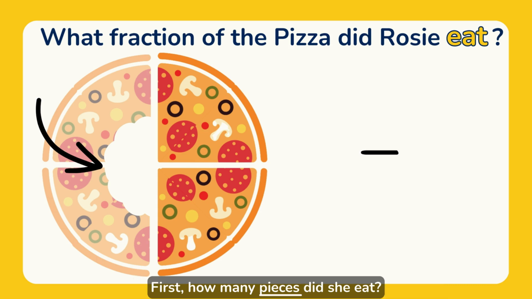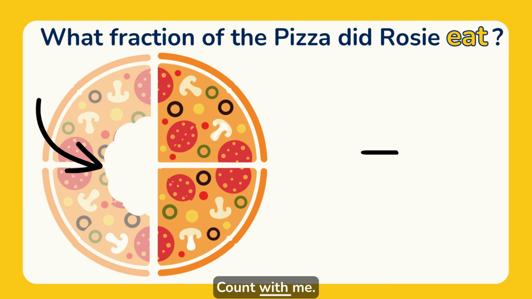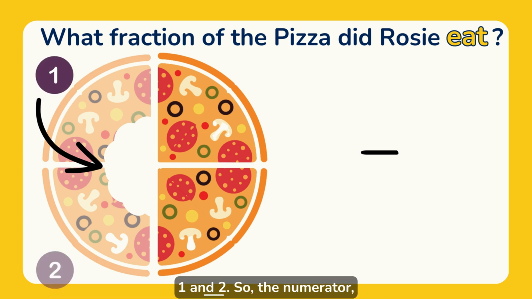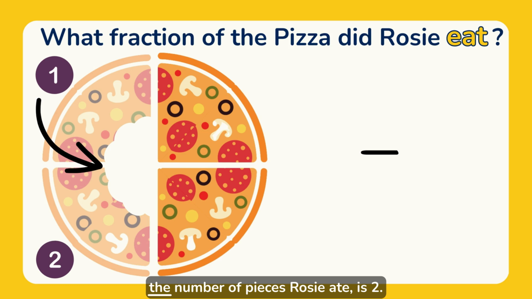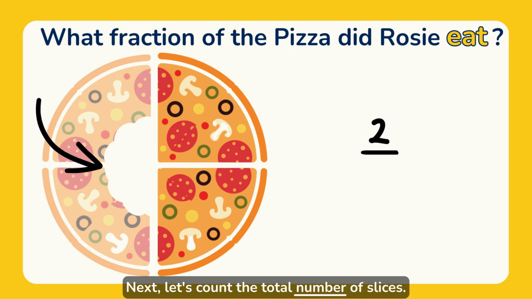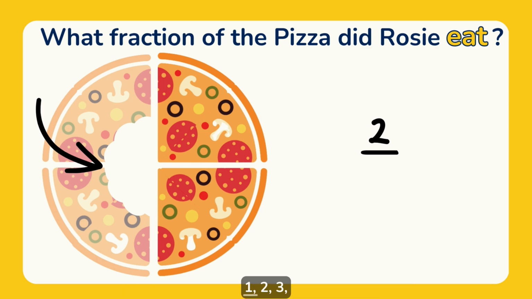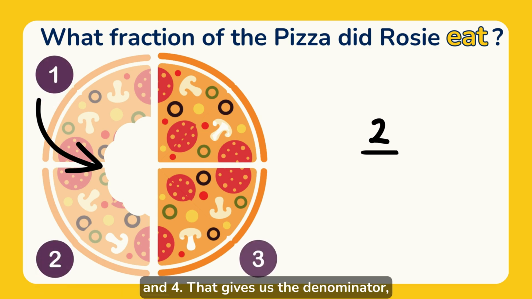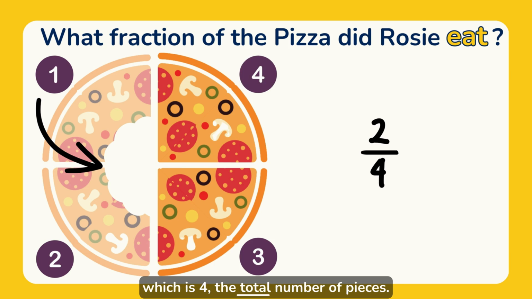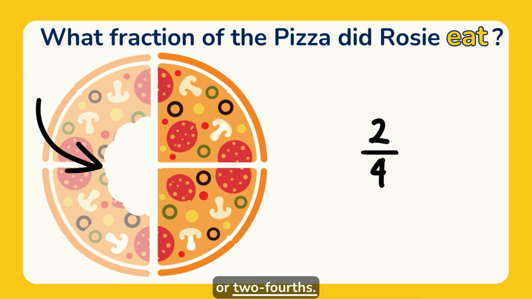First, how many pieces did she eat? Count with me. 1 and 2. So the numerator, the number of pieces Rosie ate, is 2. Next, let's count the total number of slices. 1, 2, 3, and 4. That gives us the denominator, which is 4, the total number of pieces. So the fraction of the pizza Rosie ate is 2 over 4, or 2/4.